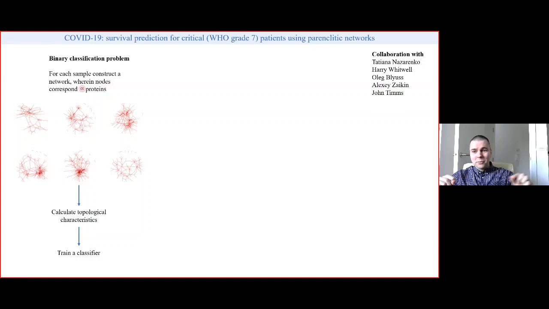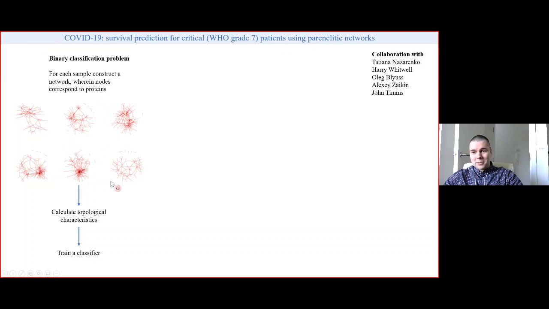Networks look like this approximately, and one can calculate different kinds of topological characteristics based on these networks and then build a classifier using these characteristics. So in a sense, the method is just a very powerful method of supervised dimensionality reduction for machine learning. It seems to perform quite well on these kinds of data sets.